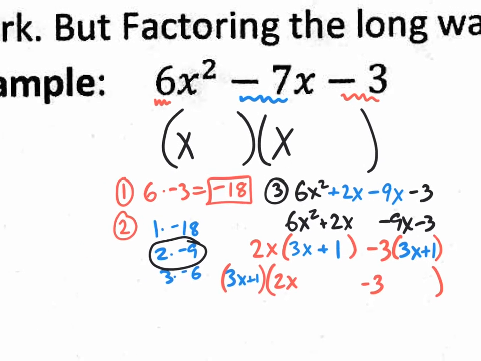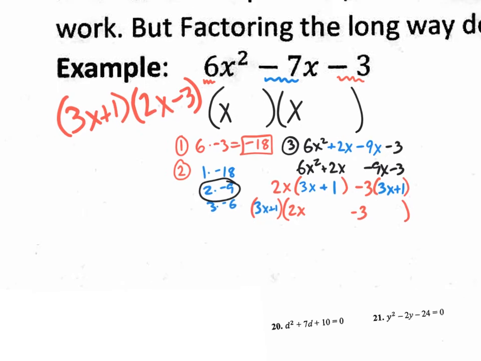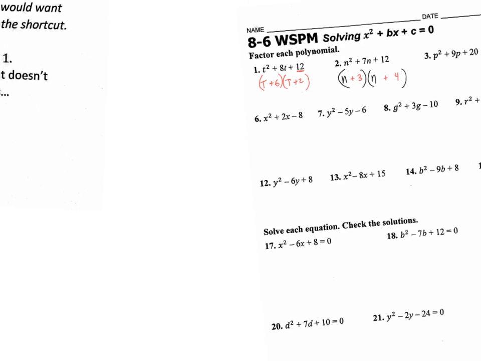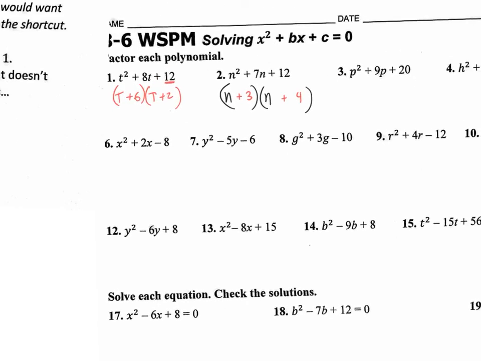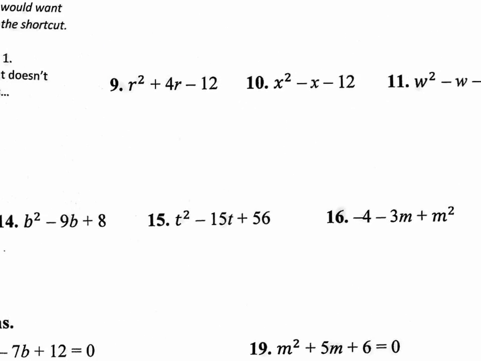So this long method that I showed you is not going to help you on this worksheet, but it will help you on future sections and even future math classes. So the factored form is 3x plus 1 and 2x minus 3. Like I said, on our worksheet, we don't have to use this long method. I wanted you to practice it, but it's not really going to come in handy till the next section, because all of these have the a value of 1.